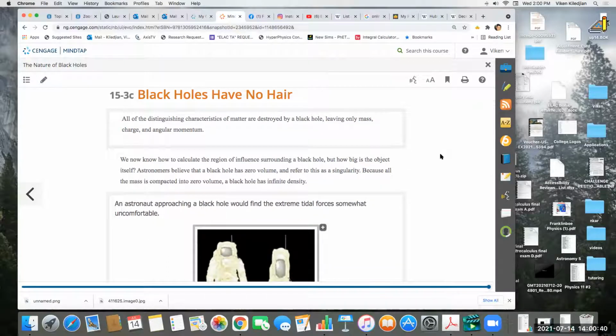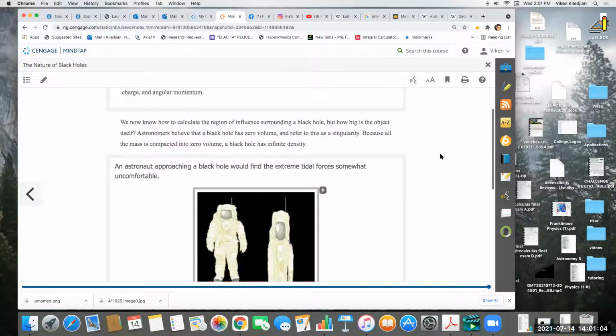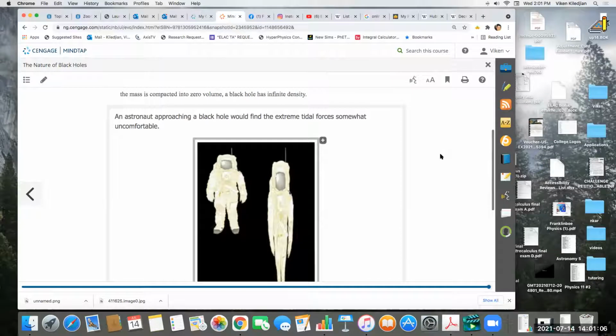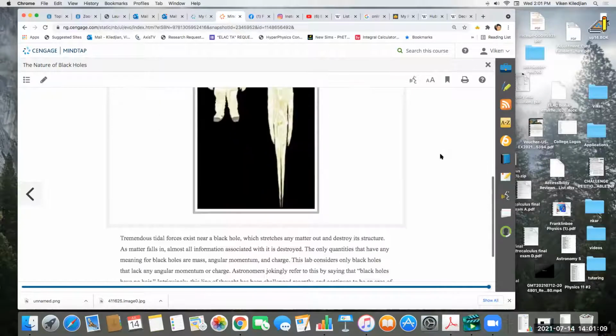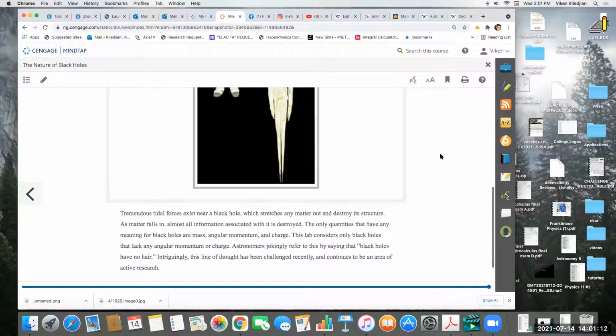We now know how to calculate the region of influence surrounding the black hole, but how big is the object itself? Astronomers believe that the black hole has zero volume. Remember how I was saying that black dot is like zero? And refer to this as a singularity. Because all the mass is compacted into zero volume, a black hole is infinite density. An astronaut approaching a black hole would find the extreme tidal forces somewhat uncomfortable. Tremendous tidal forces exist near a black hole, which stretches any matter out and destroys its structure.